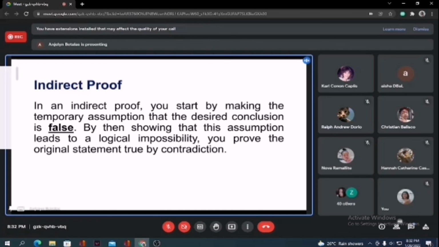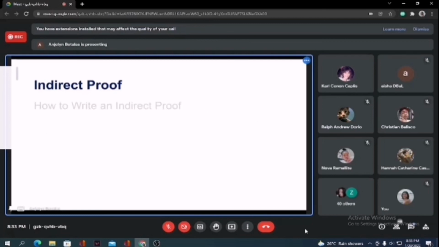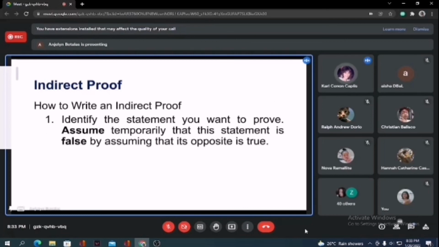Nag-assume ka sa imong hypothesis nga P is true, pero gi-desire nimo ang conclusion nga false. By then showing that this assumption leads to a logical impossibility, you prove the original statement true by contradiction. So, impossible man siya, ang assumption. So, ma-prove nimo by contradiction. Ang mga circumstance nga dili ma-prove into direct proof, that's why indirect proof.